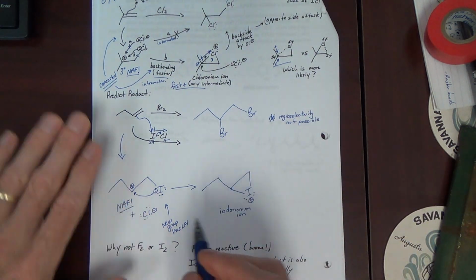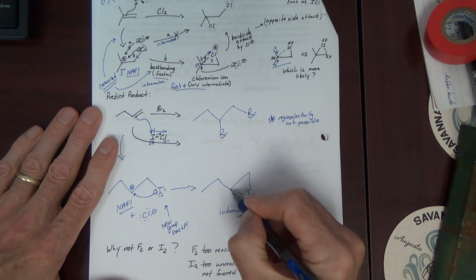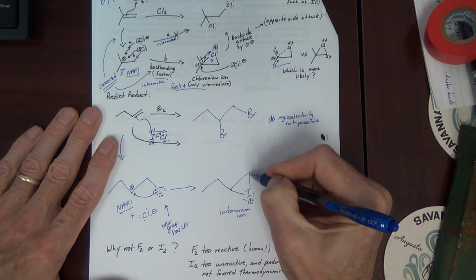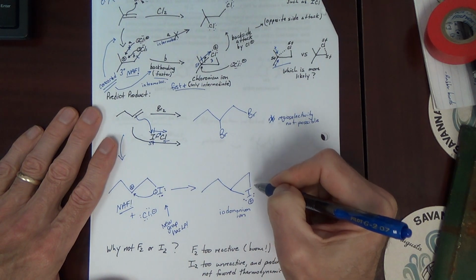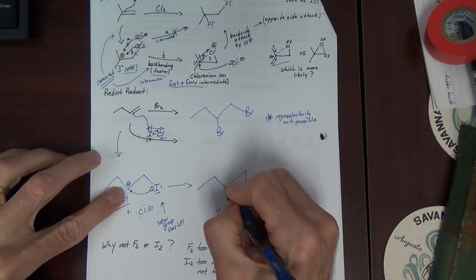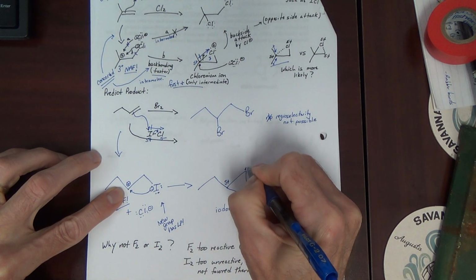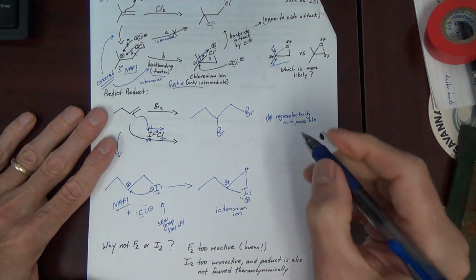Iodonium. Now the chloride will attack. Will it attack this carbon and kick the iodine off of that carbon, or will it attack this one and kick the iodine off of this one? Well, the answer is right here. It's going to attack that carbon. This carbon can have more partial plus. See, that's a little partial plus. Okay?